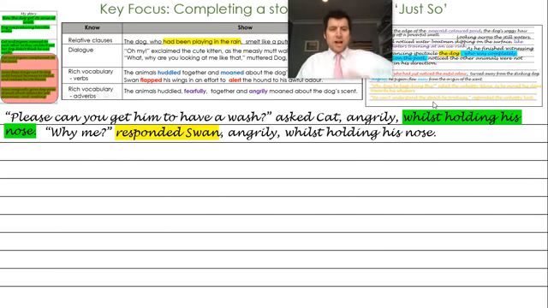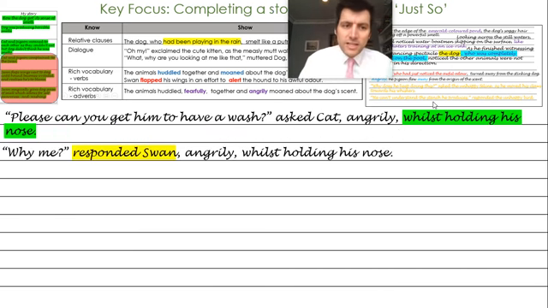Now I've got a response from my character. "Why me?" responded Swan angrily whilst holding my nose. And now I get my other hand, Year Six, and I put it against my head, because again I've made a mistake. Malia, what's my mistake? Lovely job, Malia. Yes, my mistake here is, sorry, Layla? I forgot a new speaker, new line. Obviously, a new speaker needs to be on a new line.